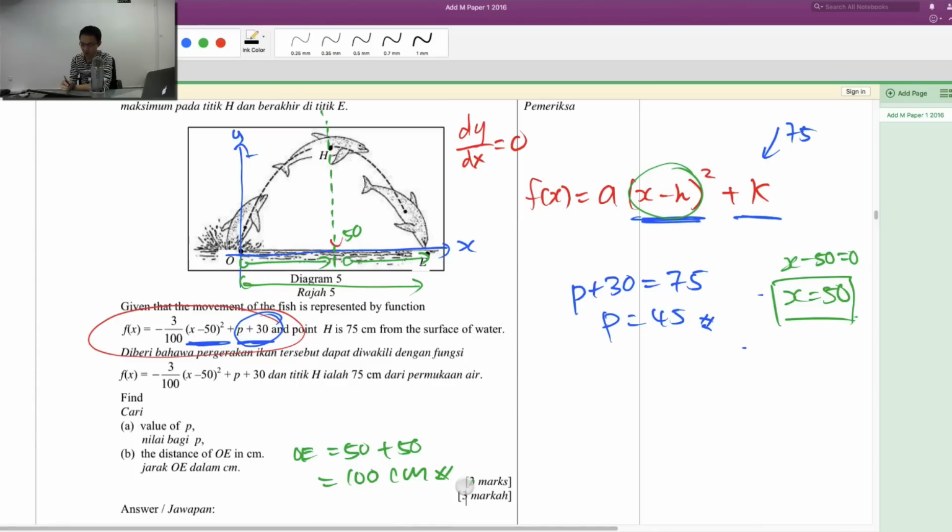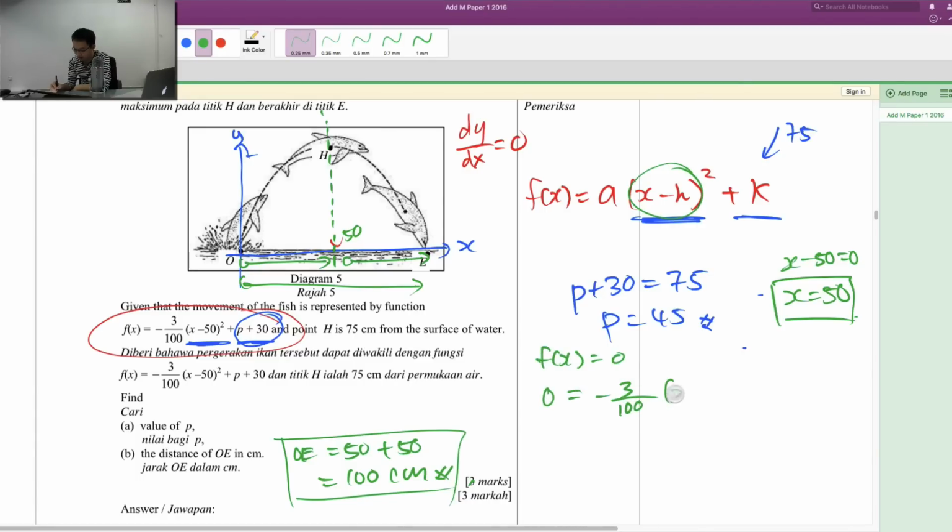Okay, let's say you do not understand about axis of symmetry. It doesn't mean wrong. I teach you another method. All right, since I know P is 45, let's say I want to find the coordinate E. Coordinate E is on the x-axis. On the x-axis means what? f(x) equal to 0. So I try to make f(x) equal to 0. So basically I get 0 equals negative 3 over 100, and then this is (x minus 50) squared plus 45 plus 30 plus 75.